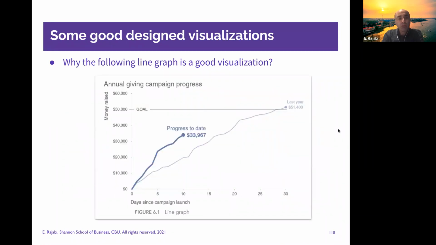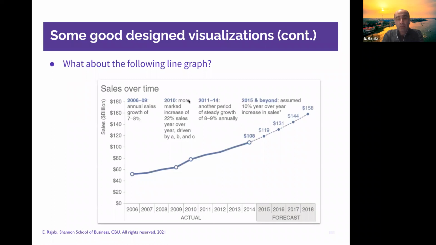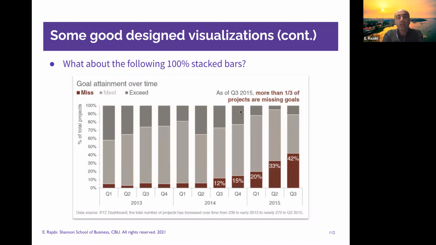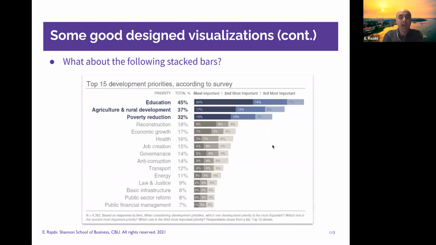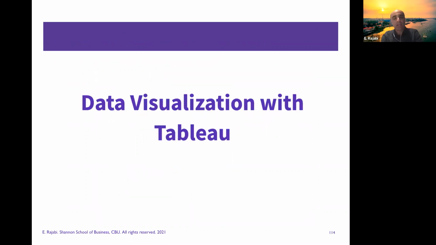There are some examples of good visualization. For example, the following line graph is readable because we can see the trends over time. For example, in this one, the presenter mentioned the conclusion in the graph. And here we can see a stacked bar chart. Because of the limited time and because I want to show Tableau software, I will quickly skip these slides and let's experiment with Tableau.